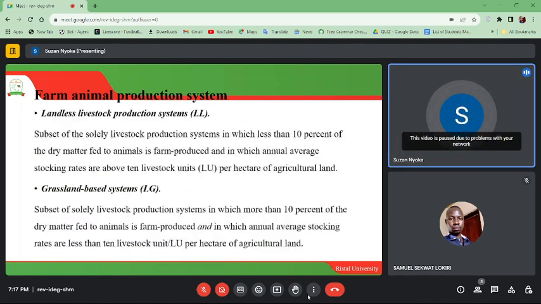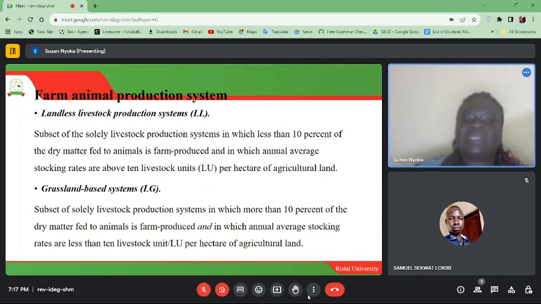The landless livestock production system. A subset of the solely livestock production system in which less than 10% of the dry matter fed to animals is farm produced and in which annual average stocking rates are above 10 livestock units per hectare of agricultural land. And then the grassland based system, a subset of the solely livestock production system in which more than 10% of the dry matter fed to animals is farm produced and in which annual average stocking rates are less than 10 livestock units, or LU, per hectare of agricultural land.